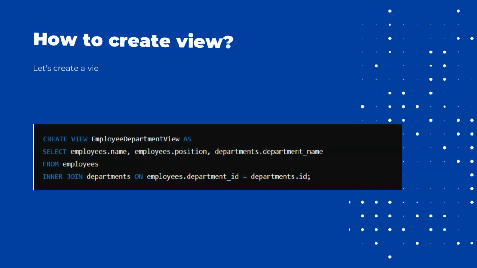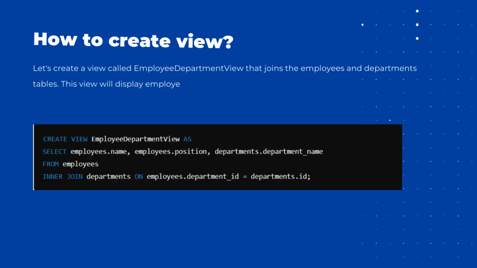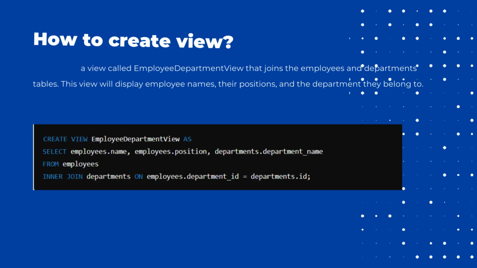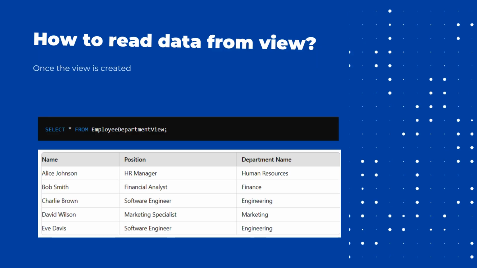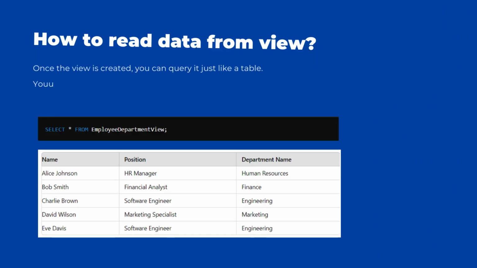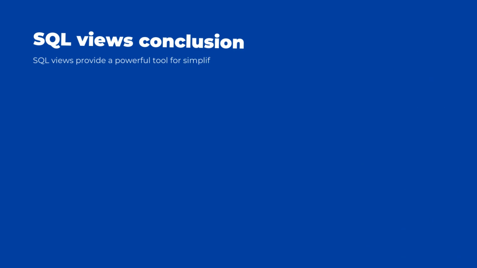Let's create a view called EmployeeDepartmentView that joins the Employees and Departments tables. This view will display employee names, their positions, and the department they belong to. Once the view is created, you can query it just like a table. You can fetch data with a select statement.